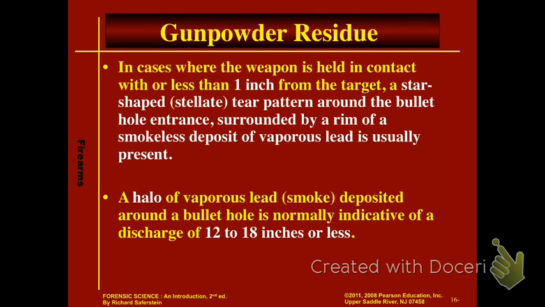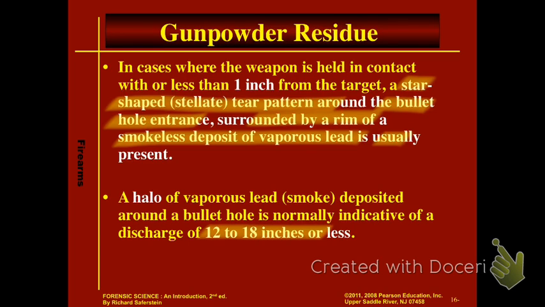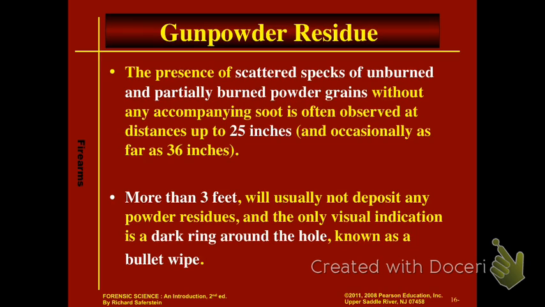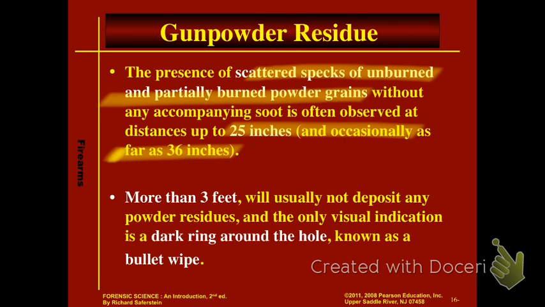If we're at point blank range, you'll see a star-shaped tear pattern around the bullet hole entrance, whatever it enters into, surrounded by a rim of a smokeless deposit of vaporous lead. From 12 to 18 inches, you see a halo of smoke deposited around a bullet hole. Up to between 25 and 36 inches, you might see scattered specks of unburned and partially burned powder grains. After 3 feet, there won't be any powder residue on the target, you might see a dark ring around the hole known as a bullet wipe.